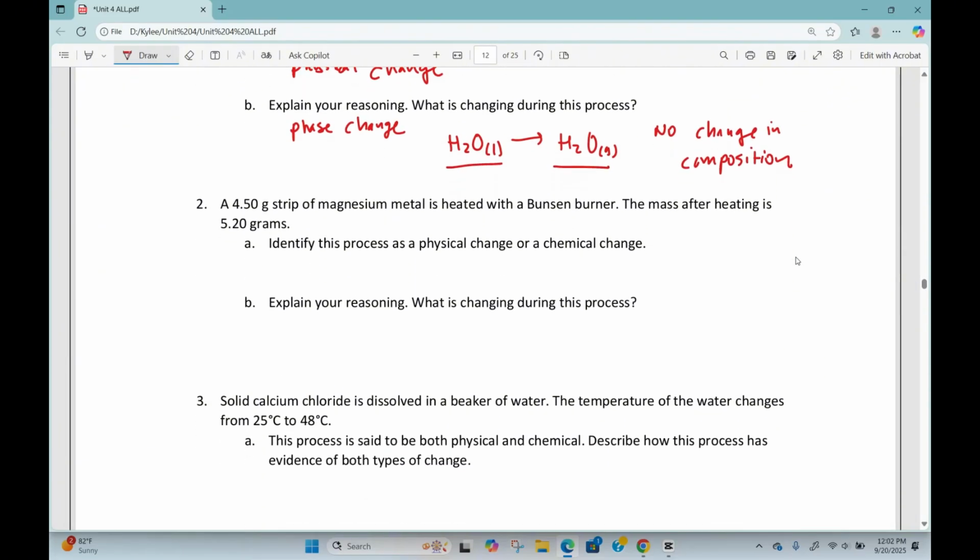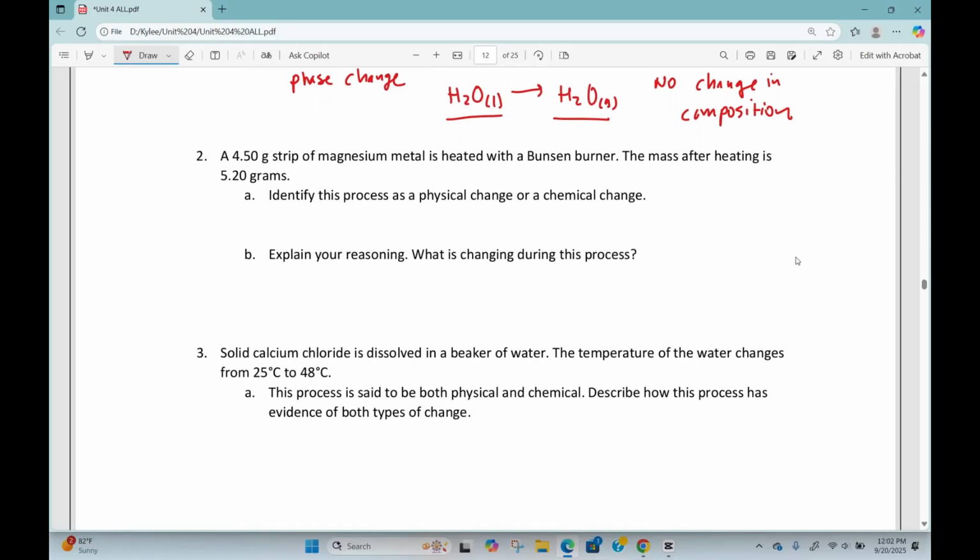Our next example says a 4.5 gram strip of magnesium metal is burned with a Bunsen burner. The mass after heating is 5.2 grams. Identify this as a physical change or a chemical change. This is going to be a chemical change. Anything that is burned is definitely going to be a chemical change.